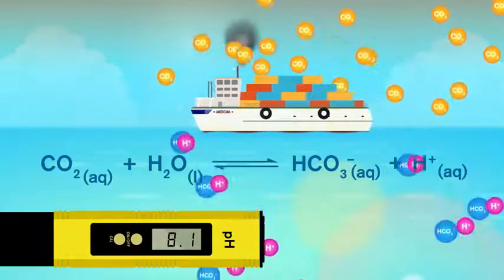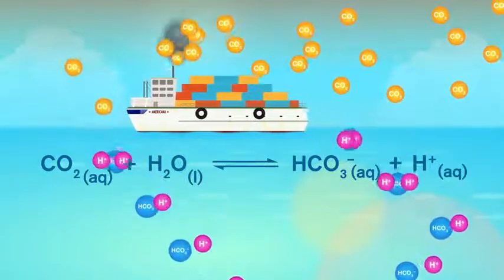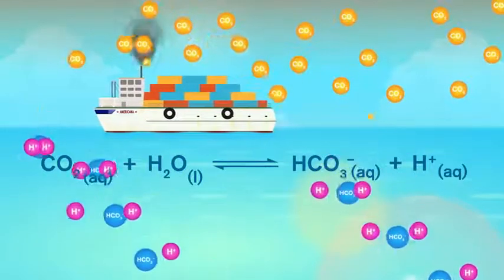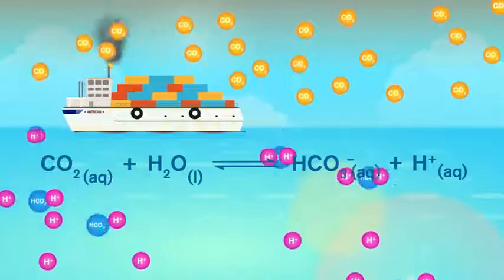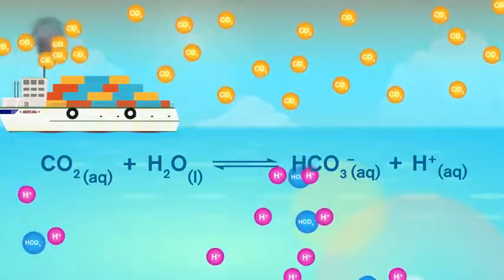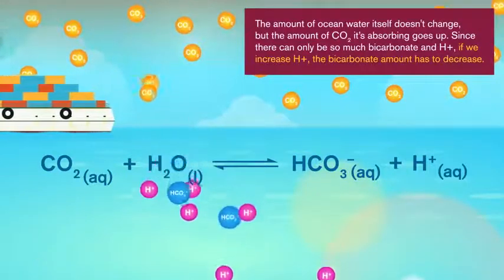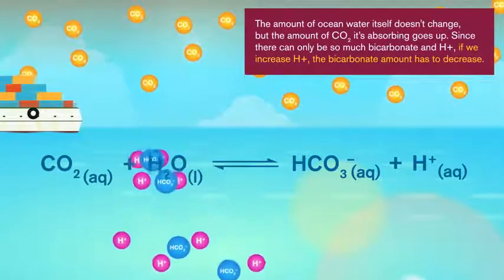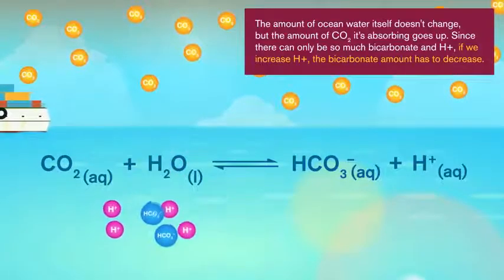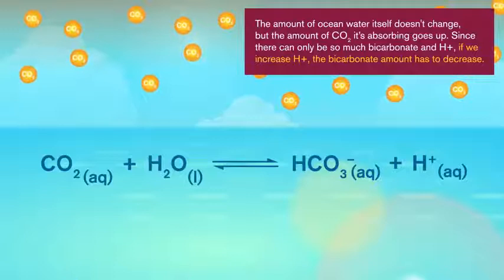While a drop this small might not seem like a big deal, this reaction actually has a domino effect on other reactions. That's because as the ocean gets more acidic, it forms more H+ ions and less bicarbonate. So, more acid and less base. To put this another way, the amount of ocean water itself doesn't change, but the amount of CO2 it's absorbing goes up. Since there can only be so much bicarbonate and H+, if we increase H+, the bicarbonate amount has to decrease.